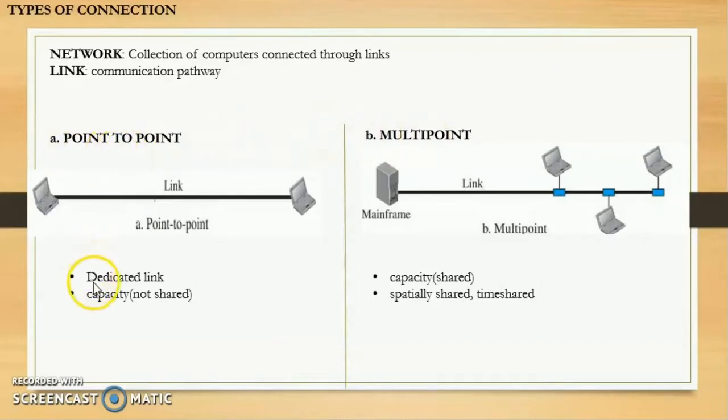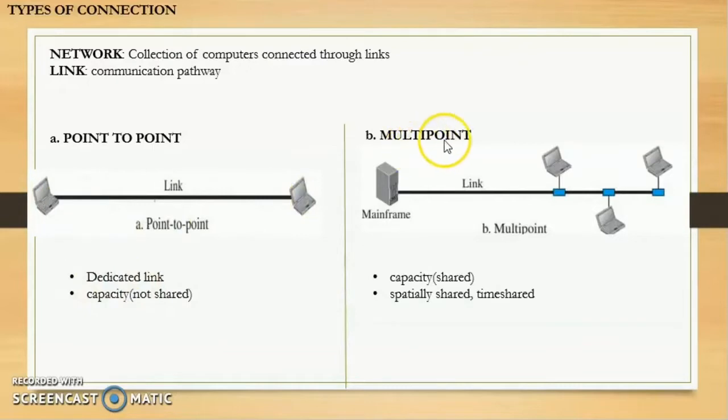In point to point there is a dedicated link. A dedicated link means the entire capacity of the channel will be reserved for transmission only between the two connected devices. So if the capacity of the channel is reserved for transmission only between the two devices, we can say that the capacity of the channel is not shared with other devices. There is only a dedicated link between the two connected devices.